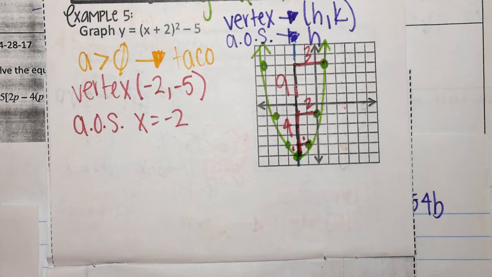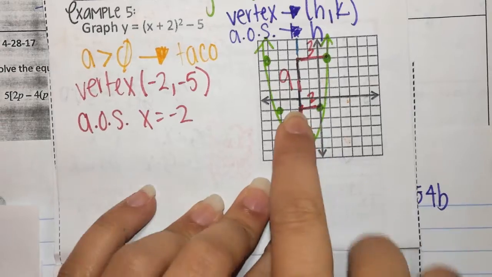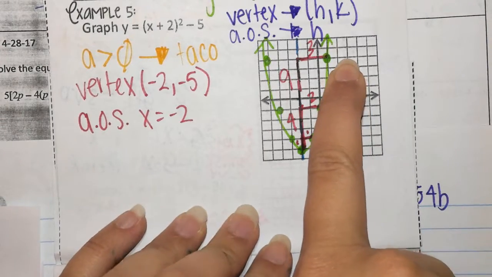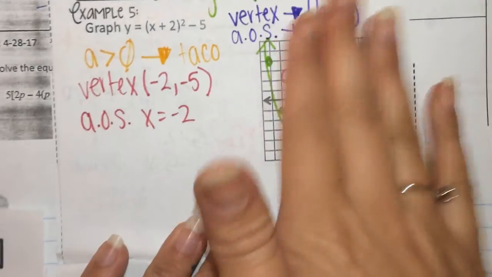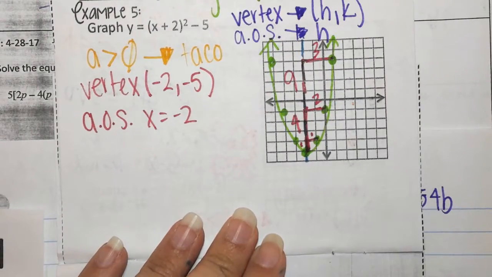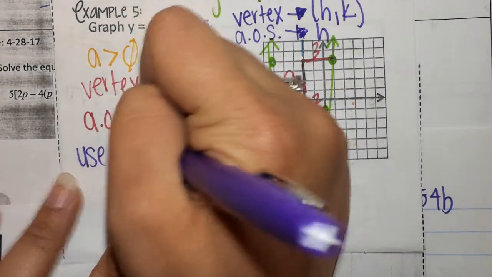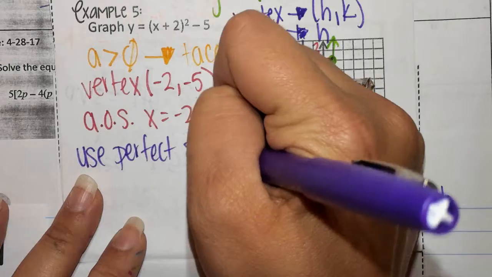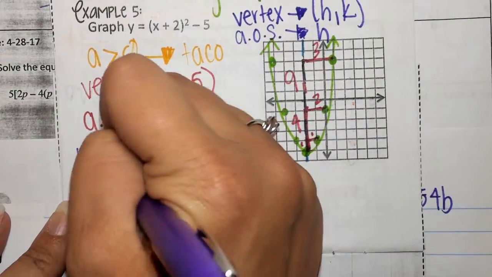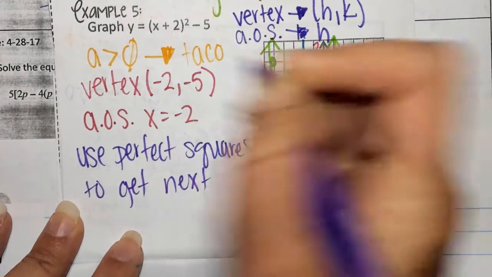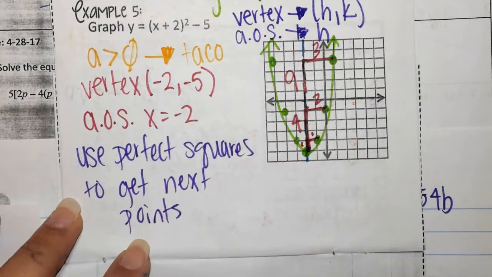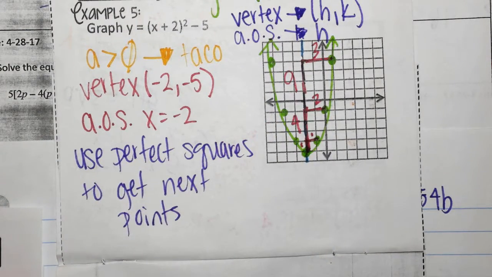Use your perfect squares, and you do it every time. So it's a positive. You go up 1, right 1, up 4, right 2, up 9, right 3, and then flip it. All you do is use your perfect squares. So let's write that. Use perfect squares to get next points. Do that every time. Unless it's a, and if there's a number out front, you just multiply it by that number. That's it.